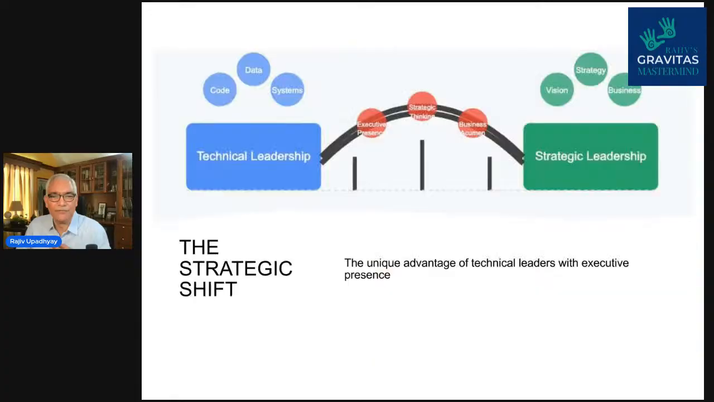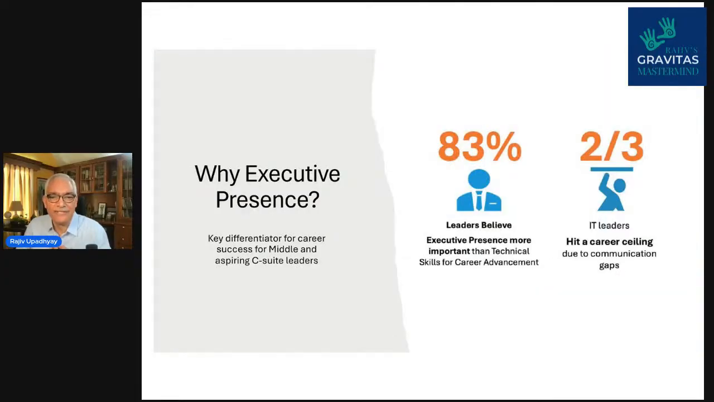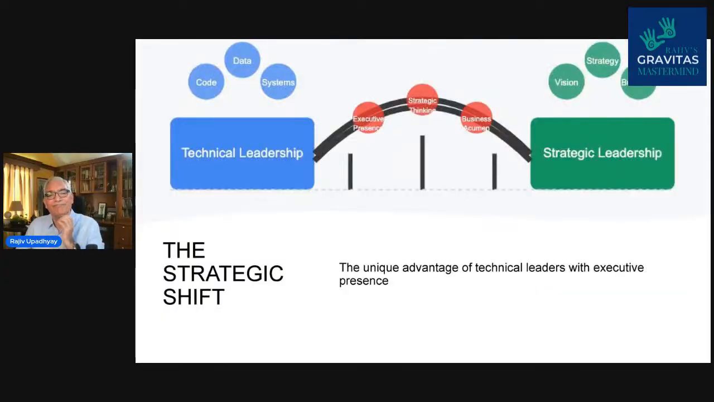No? Okay, all right. So what happens is that when we do not have the right direction in how to improve upon our executive presence, two or three things happen. One is people start to believe that it's something which is inborn. Either you have it or you don't have it.